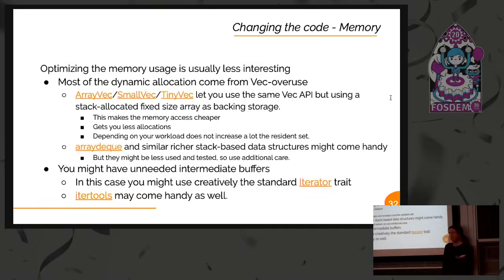Other solution for you: why do you need the intermediate buffer? You can use iterators. Iterators are good, and iterators are using less memory. Sometimes you have to turn around your code, but the result is less memory and usually faster, and usually even using SIMD. So if you want to spare memory, iterators can help you as well.